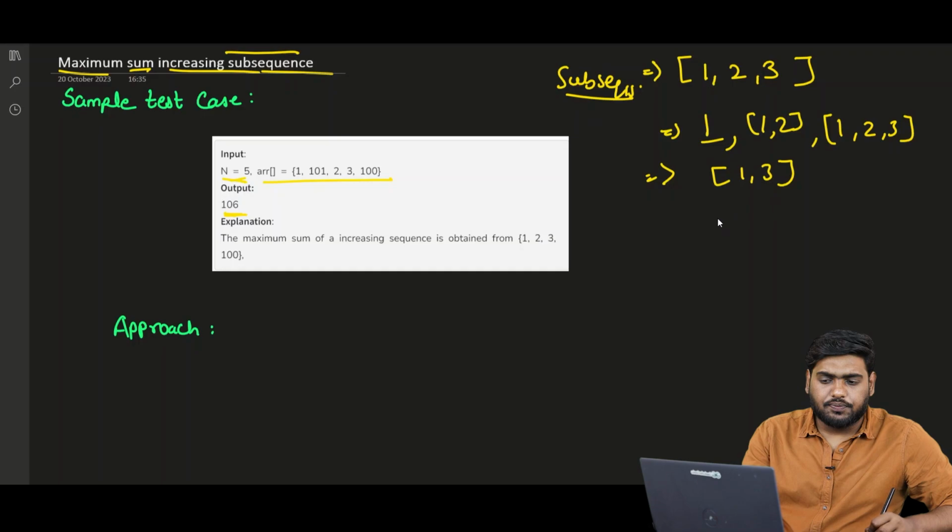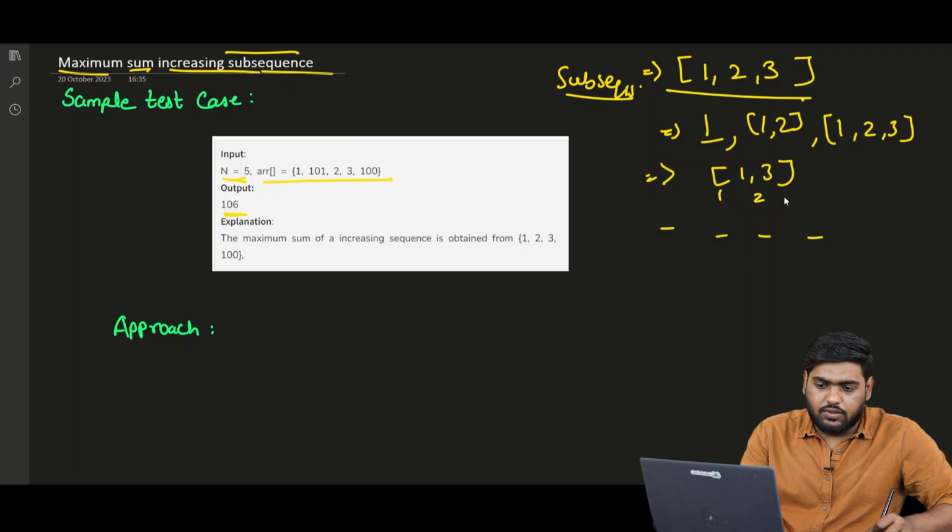Okay, people do get confused sometimes between subsequences and subarrays. So you can think of it like subarrays are actually chunks of the array. Fine. And when we talk about subsequences, every element in an array has one choice to make. Either it can join the solution or it cannot join the solution.